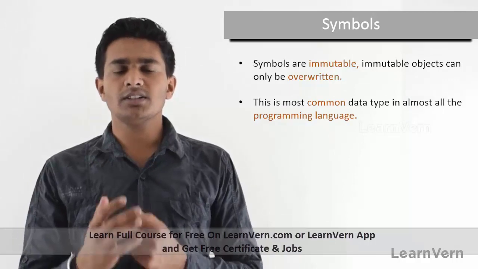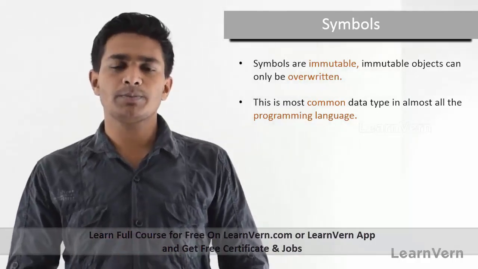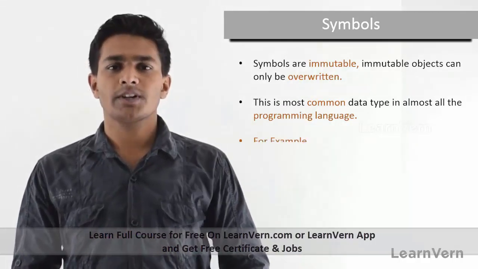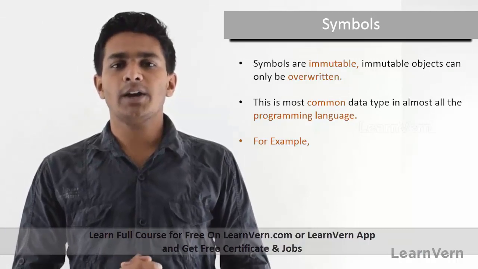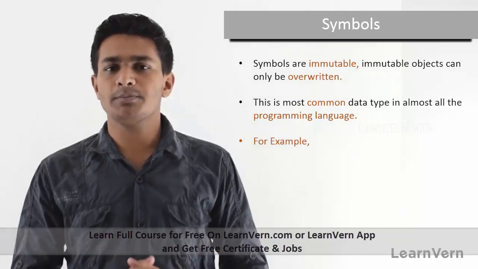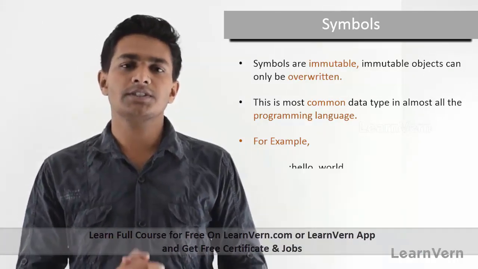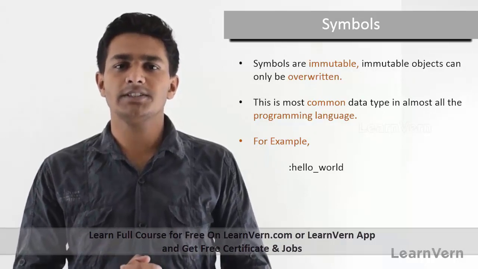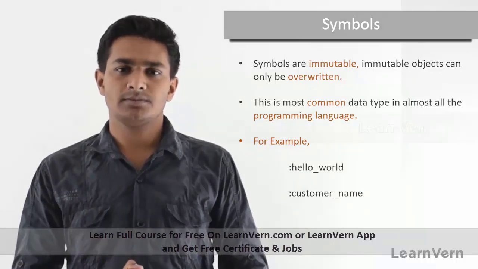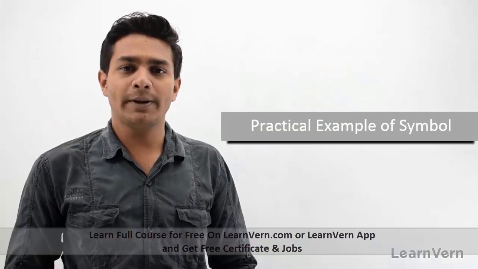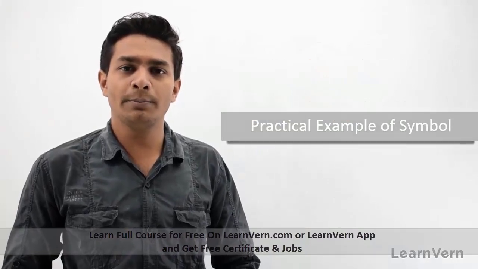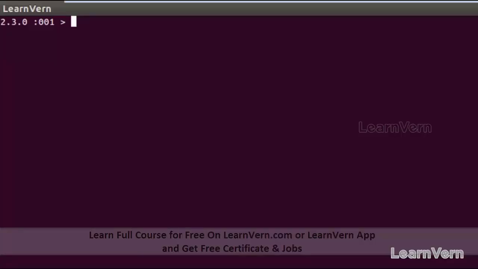Symbols are common to most programming languages. Here in the example, I have created two examples of symbols. The first is hello world and the second one is customer name. Now we will see practical examples of symbols. Any variable that is preceded with a special character colon will be considered a symbol in Ruby.